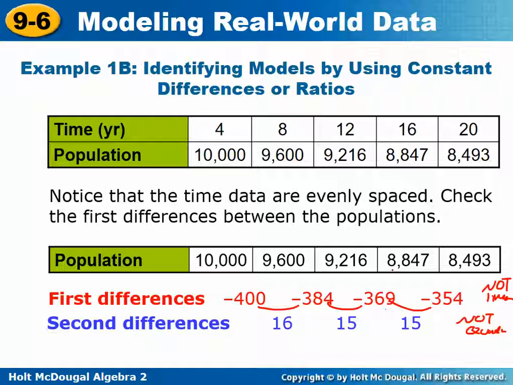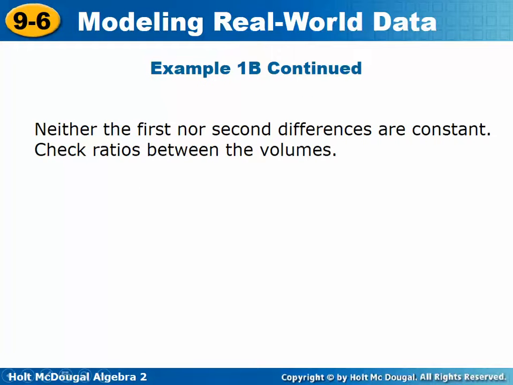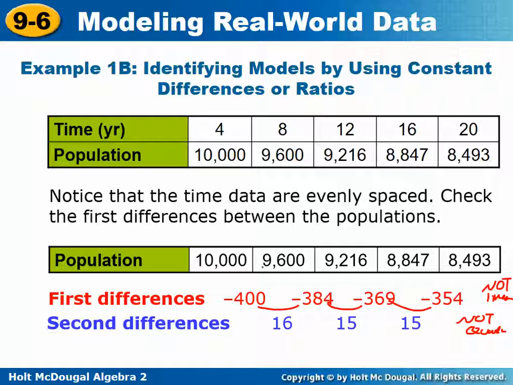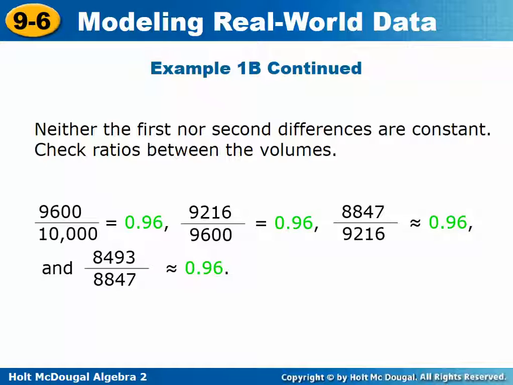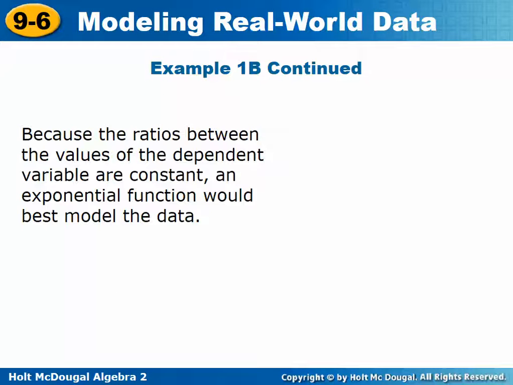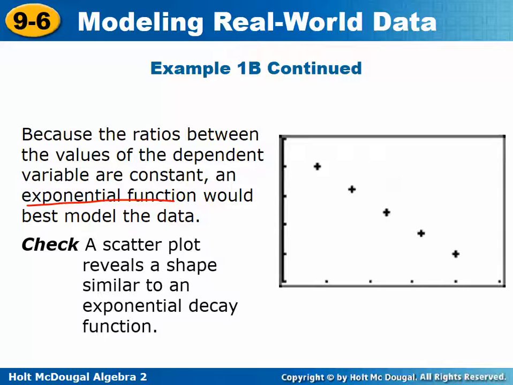Now at this point, you might want to graph it and get an idea of what it could be. Or we can move on and check the ratios. So the ratio is when you check 9,600 over 10,000, and then you check 9,216 over 9,600. Those are the ratios. So let's check those now. They're constant. And if they're all the same number, that means you have an exponential function. And again, this doesn't give us the equation, it just gives us what type of model will best fit the data. And then we can use regression to find the exact equation.